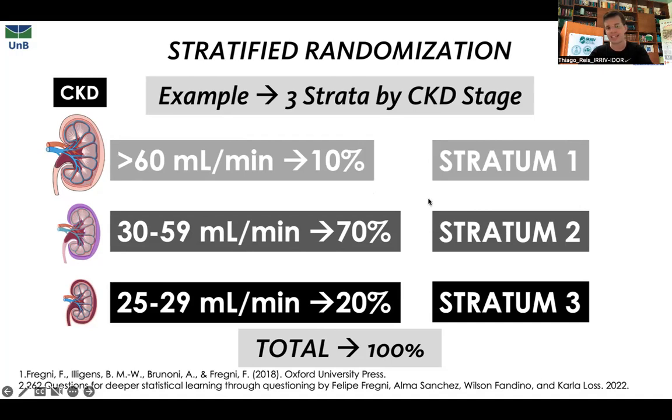And then I want 70% of patients with between 30 and 59 and 20% between 25 and 29. Because by randomness, I could only include patients with a low GFR, like let's say 30%, but I cannot claim that those patients represent a larger proportion of patients. So before starting the trial, I can do this stratification.